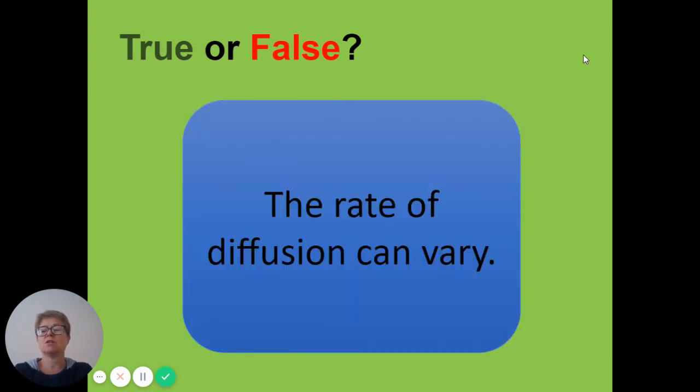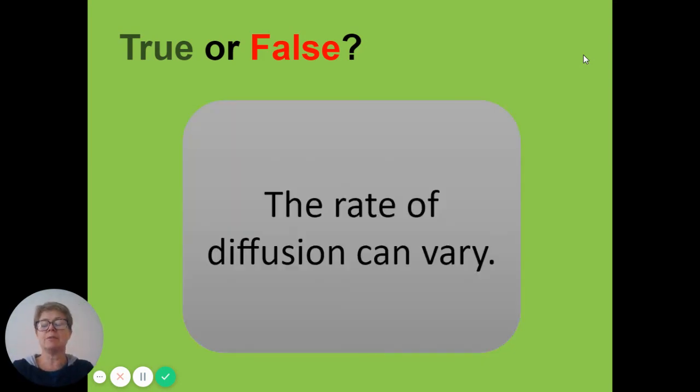Next one. True or false? The rate of diffusion can vary. So a thumb up for true, a thumb down for false. The correct answer is true. Thumbs up. It can vary. We just talked about it varying due to things like surface area or the concentration gradient.